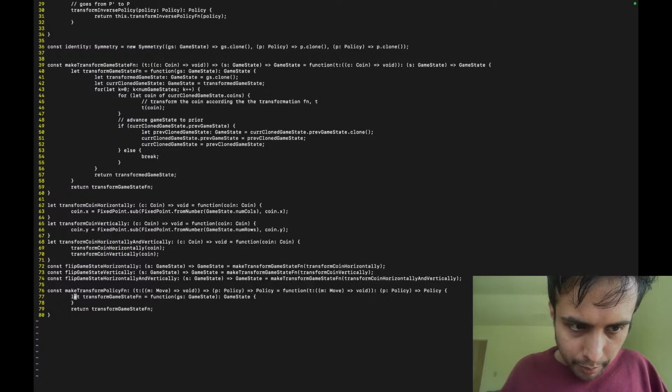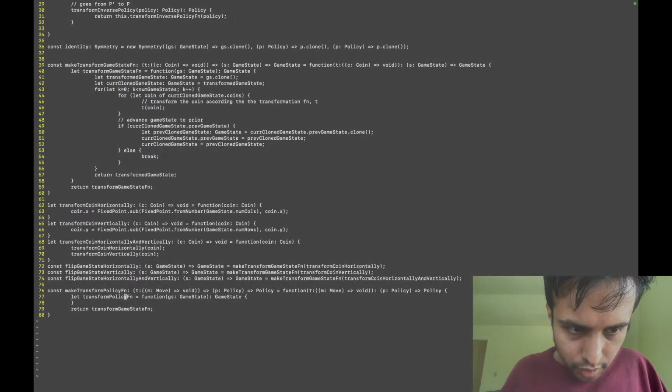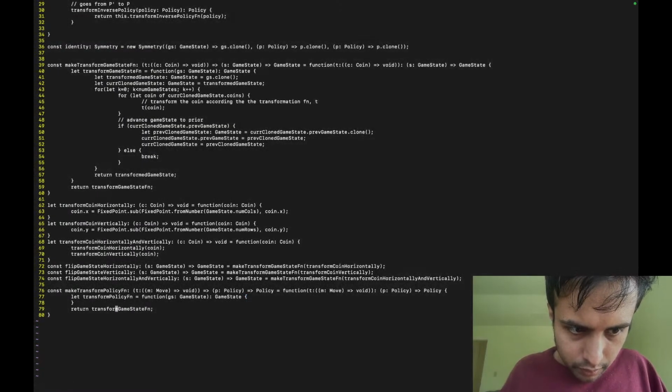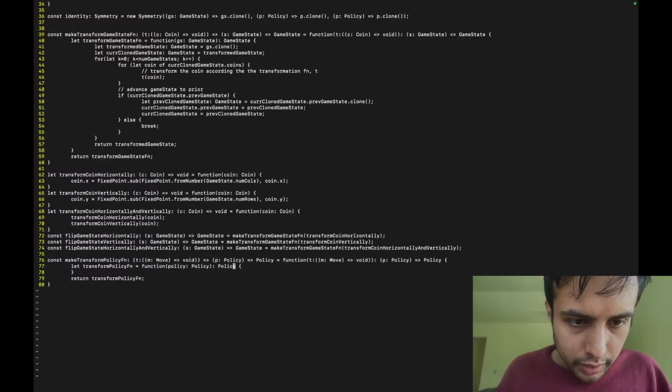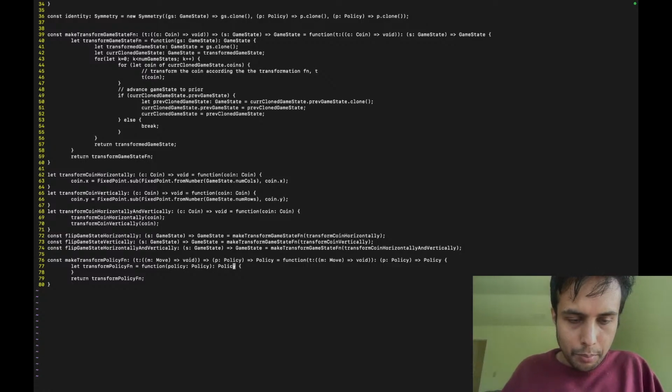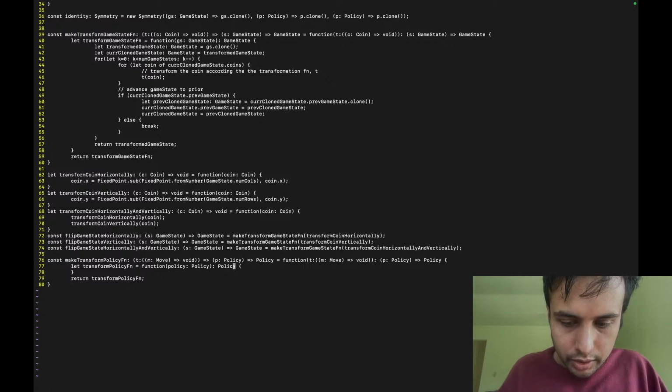So now, instead of the transform game state function, we have to make this transform policy function, just like that. This is a function not of game state, but of policy, and it returns a policy. So this function is a transform policy function. It takes in a policy and returns the transformed policy. That's kind of the idea.